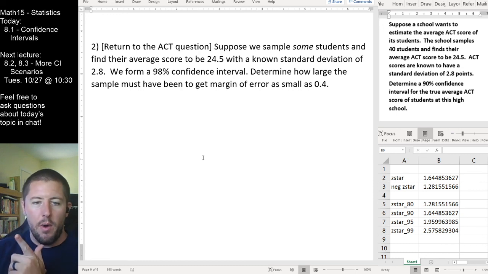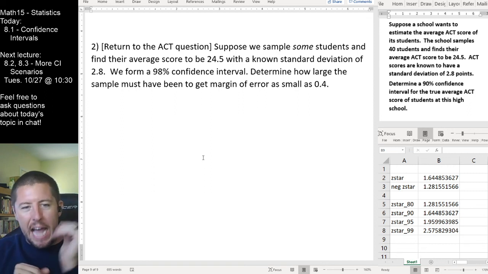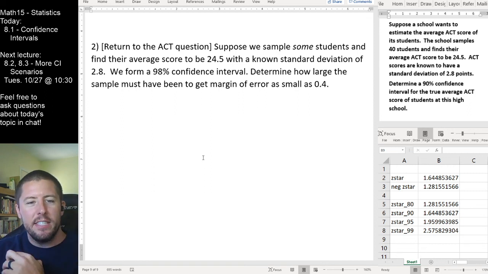Although I refer to this as working backwards, this is honestly one of the more common confidence interval computations that's ever done in the real world: saying, how much data do I need to collect so that I can be exactly this certain about an estimate that I'm making? Hopefully you realize that's a pretty natural question to ask. How much data do I need to be this confident about a guess that I'm making? That's a pretty natural question to ask.